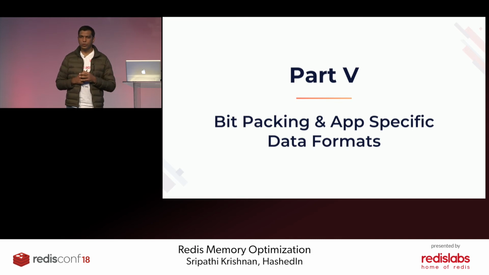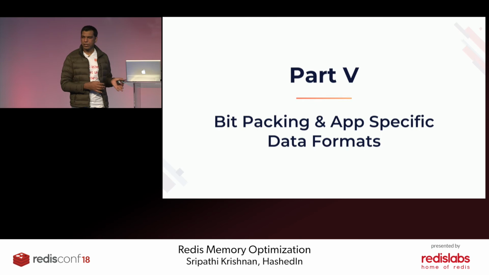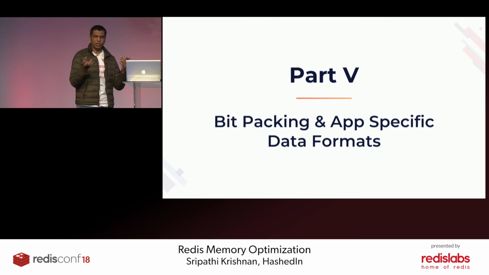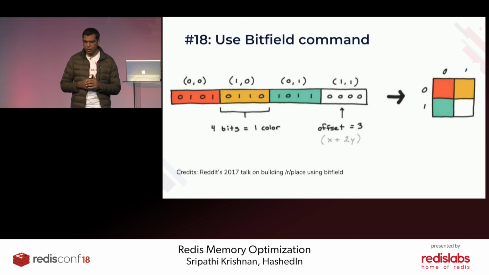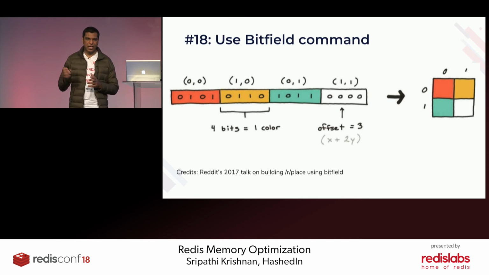The next section is about a little more advanced topic. Redis is a data structure server, right? So it has some inbuilt data structures, but it also has the primitives that you can build your own data structures on top of, right? So the next section is how you can build your own data structures using some of the Redis commands. The first one is the BITFIELD command, right? Now, this is an image I took from last year's Reddit talk on how they built r/place, right?